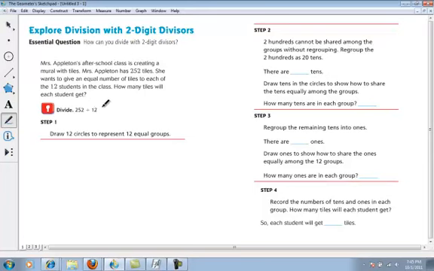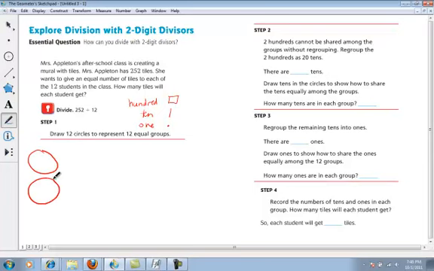Now, one way that we can divide with two-digit divisors is to draw a quick picture. Remember that when we draw a quick picture, we represent 100 as a square, we represent a 10 as a stick, and we represent a 1 as a dot. Now, to divide this, we have to put 252 into 12 groups. So we're going to draw 12 circles to represent 12 groups.